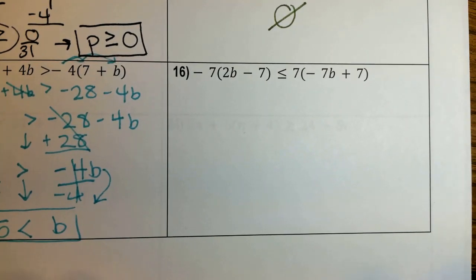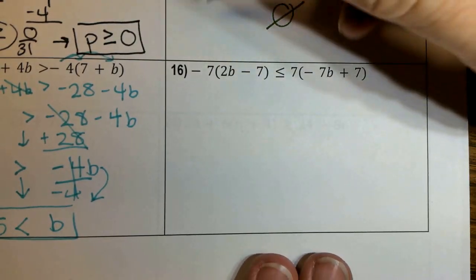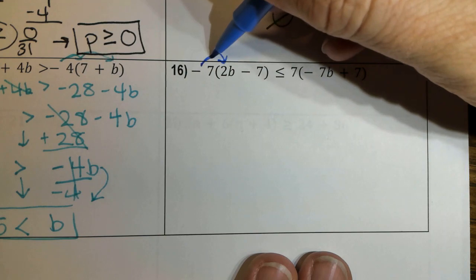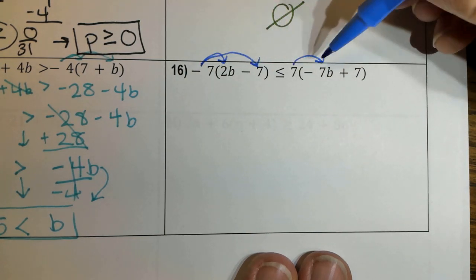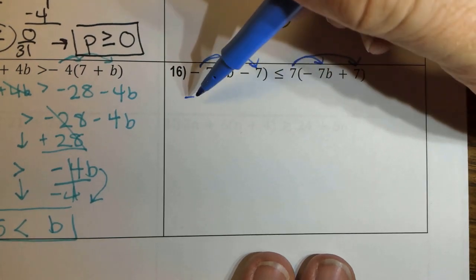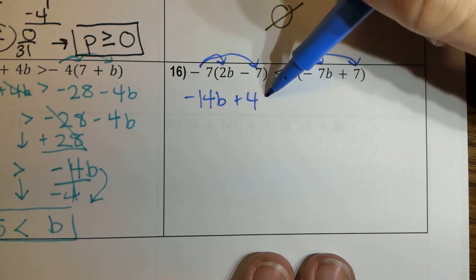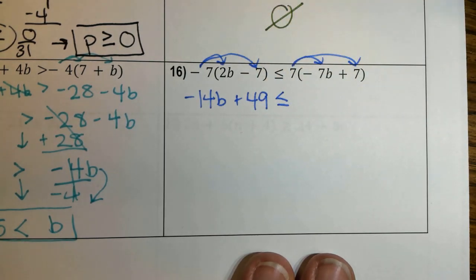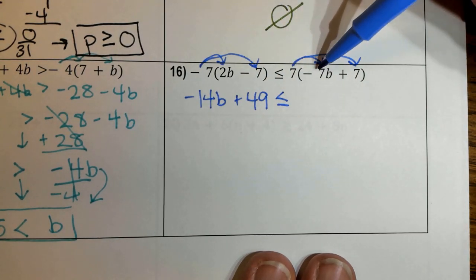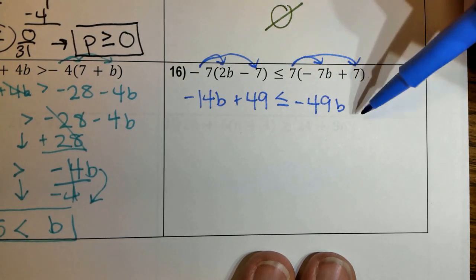And the last one on this page. Look at that. It's all 7s except for that dumb 2. So if you're OCD, I apologize. That 2 probably bothers you. Don't worry, we'll get rid of it. Negative 7 times 2b. Negative 7 times negative 7 is 49, less than or equal to 7 times negative 7b. 7 times 7.